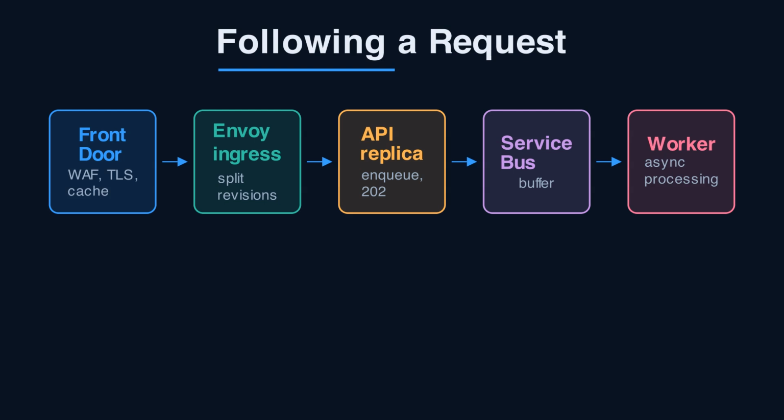The API validates the request, drops a message on Service Bus, and returns 202 Accepted. The synchronous path ends there. The worker picks up the message asynchronously and does the heavy lifting, so a slow job never blocks the caller.